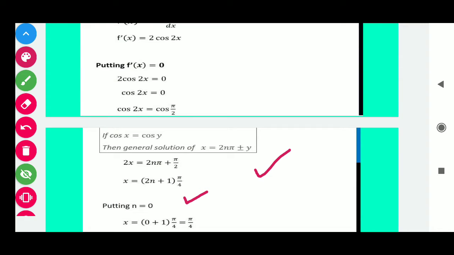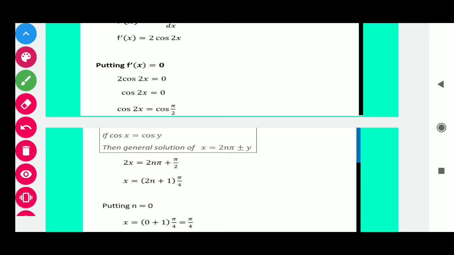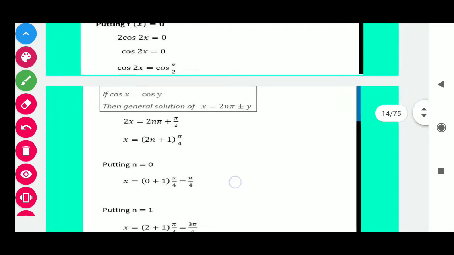So students, by using this result, we get x equals (2n plus 1) pi over 4. Students, you can see here that we will write 2x in the place of x and pi over 2 in the place of y. So students, we get this one, and by taking common 2 and cancelling out, we get x equals (2n plus 1) pi over 4. Now students, here n is the general solution, so we put the values of n starting from 0. First n is 0, we get x equals pi by 4.